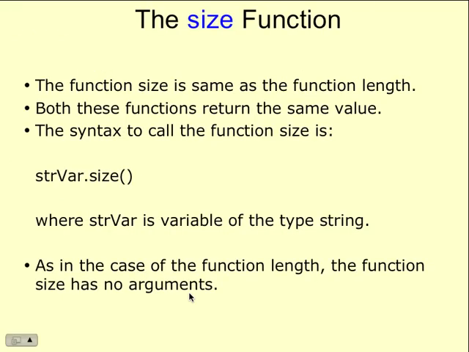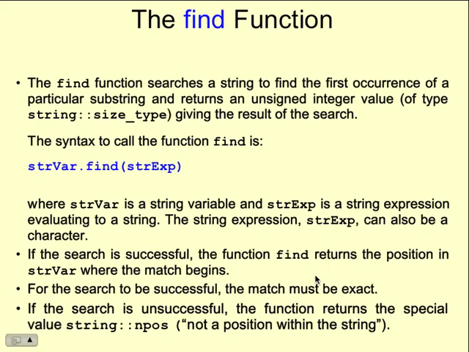So pretty much the same thing we were doing before, but now we're assigning the value to a variable. And now we have size. So the function size is the function length. Both the functions return the same value. The syntax for the function size is going to be size, where the variable is going to be some sort of string type that you're running this particular method on. As in the case of length, the function has no arguments. It just returns the size, essentially.